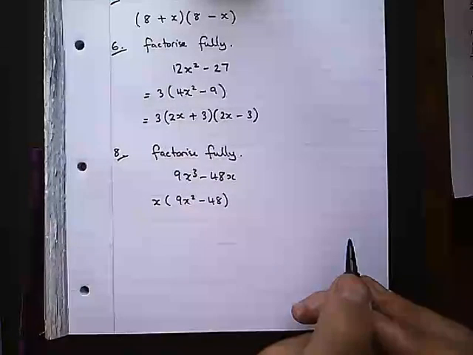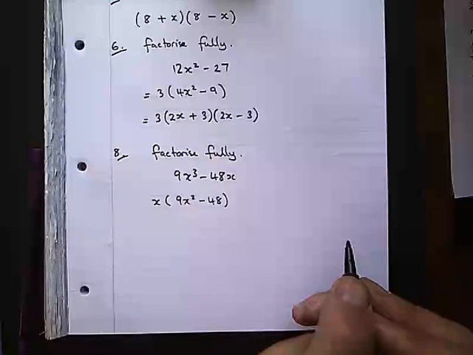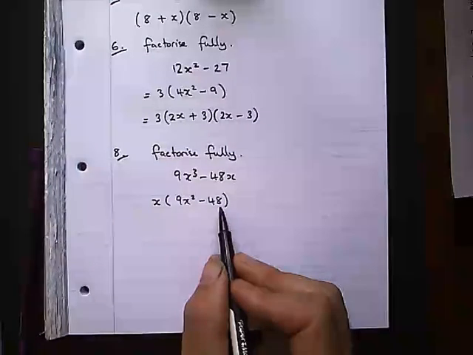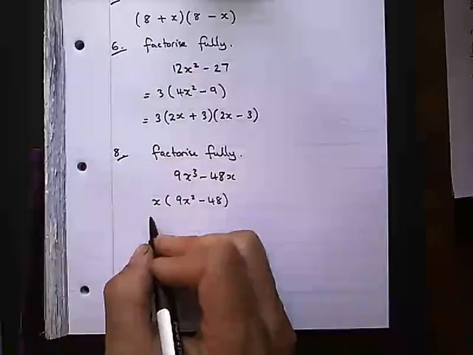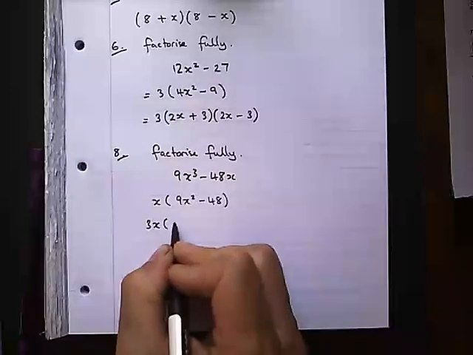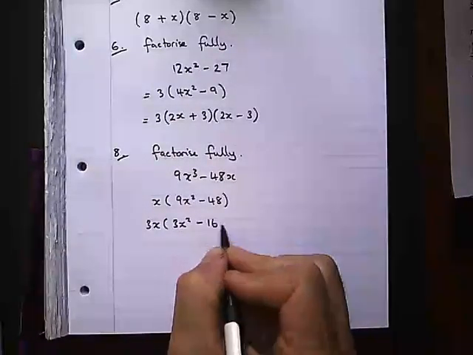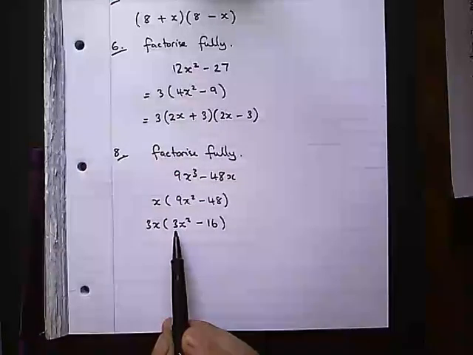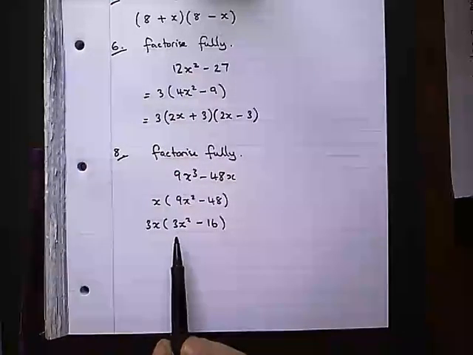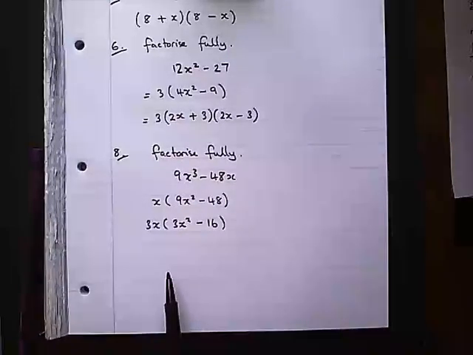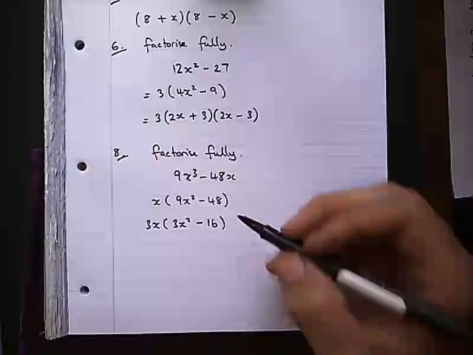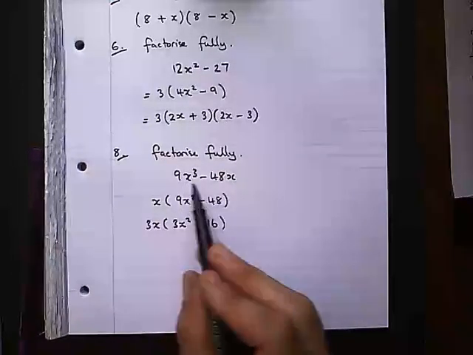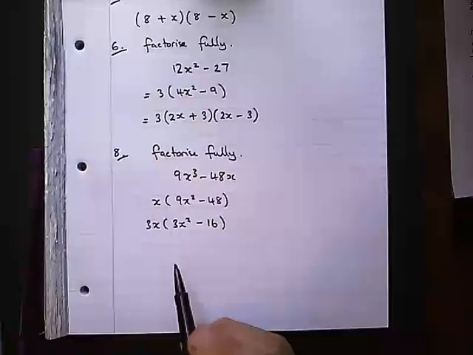There's not a lot I can do with that now, apart from factor out a 3. So there we go. So I've got 3x on the outside, and I've got 3x squared minus 16 in the bracket. Now that's not a difference of two squares either, because this is not a squared term. So sometimes you can only go so far. But if this 3 were a squared number as well, you would be able to do this difference of two squares. So don't be afraid that if you've got an x in each term to factor out an x and then try and do some factorising afterwards.